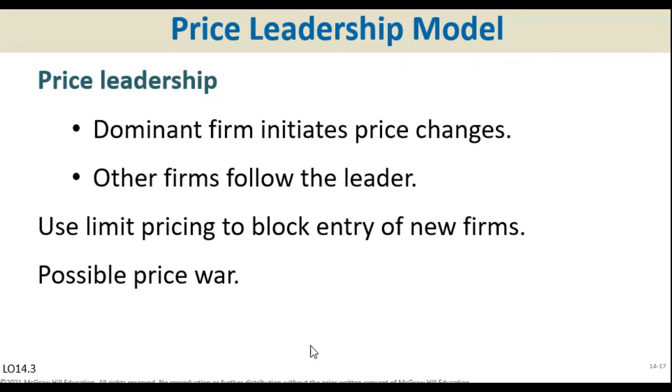Right. And one challenge here is you won't have frequent price changes, because even though the leader will put forward the initiative of a price change, they are not certain that others will follow. So there's infrequent price change. And also keep in mind, any price change could result in a price war.